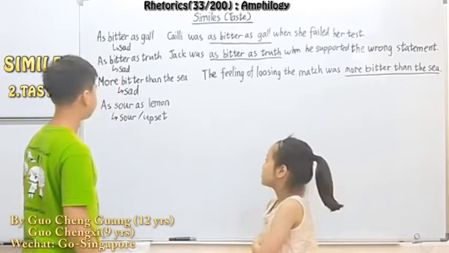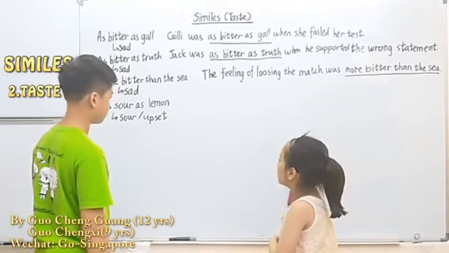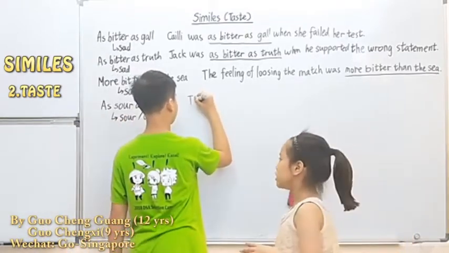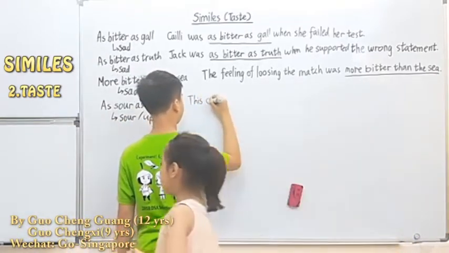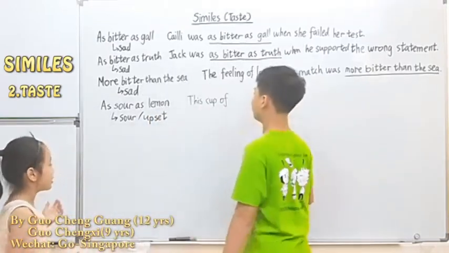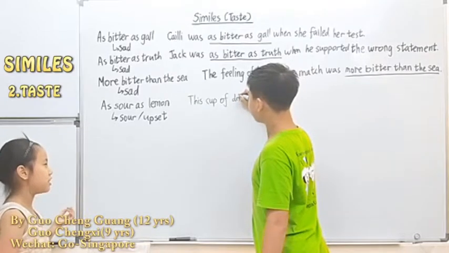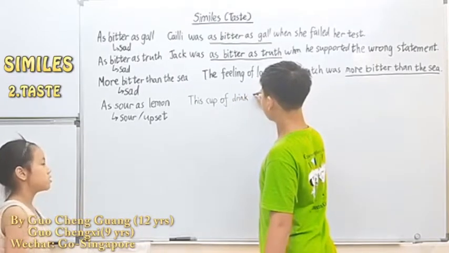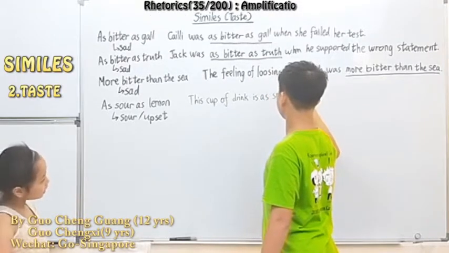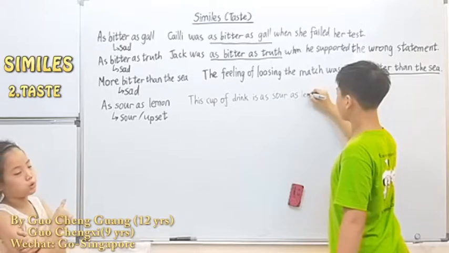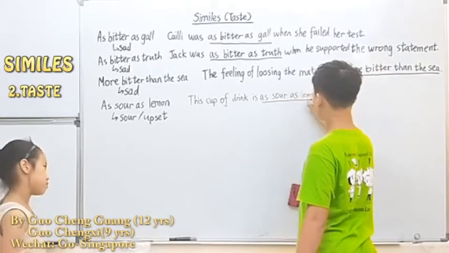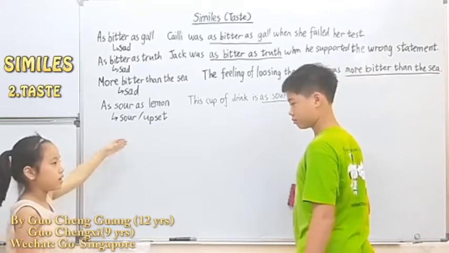Okay, example. As sour as lemons. This cup of water is as sour as lemon. But usually water isn't so sour, right? Unless you added some special things. Better is to use drink. Like this.